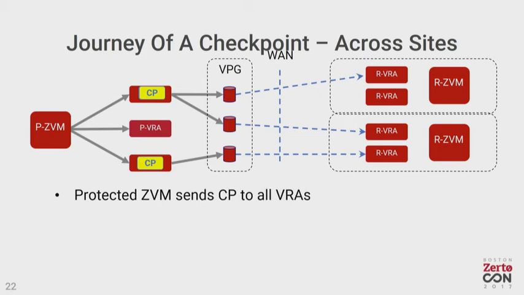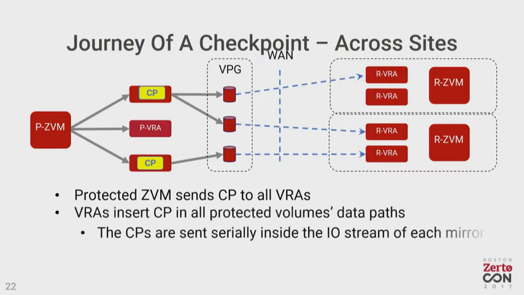So the protected site Zerto Virtual Manager sends a checkpoint to all of the virtual replication appliances. The virtual replication appliances then actually insert that checkpoint into the data paths of all of their protected volumes. And then the checkpoints are actually sent serially in the I/O stream. So they're literally in the I/O stream that we were looking at earlier.